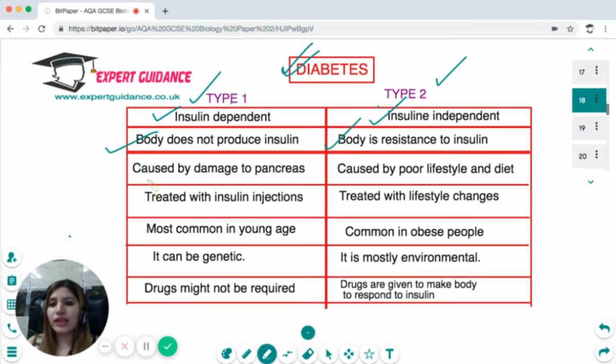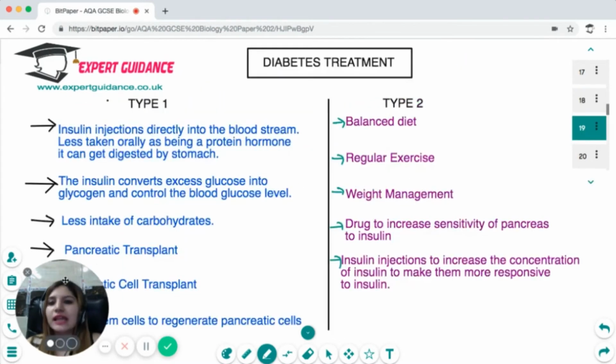So type 1 is caused by damage to the pancreas, or by some autoimmune disorder, or by accident. There's a damage to the pancreas. Type 2 is caused by poor lifestyle and diet. In type 1 diabetes, the person can be given insulin injections. In type 2, it is treated with lifestyle changes and a balanced diet. Type 1 is most common in young ages, whereas type 2 is common in obese people. Type 1 can be genetic, and type 2 is mostly environmental. In type 1, drugs might not be required. We just require insulin injections, whereas in type 2, some drugs are taken to make the body respond to insulin. Okay, so you should know the differences between type 1 and type 2.